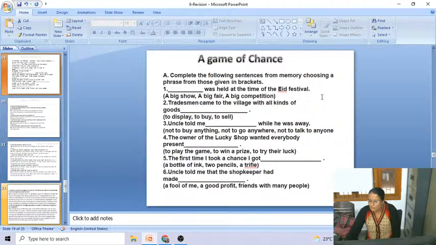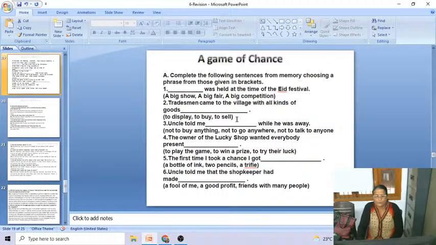Okay. So here the first question is, Dash was held at the time of Eid festival. A big show, a big fair, a big competition. What is the answer? Immediately type. All of you, those who know. Because we have very limited time to go for a very quick revision. Okay.